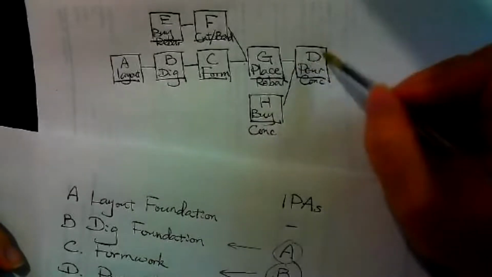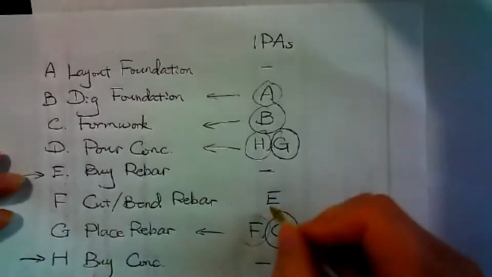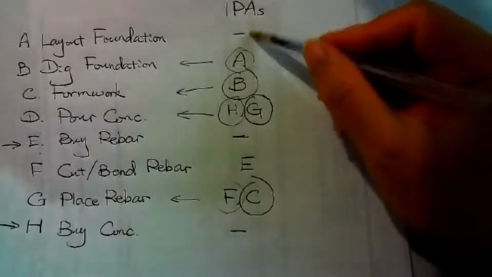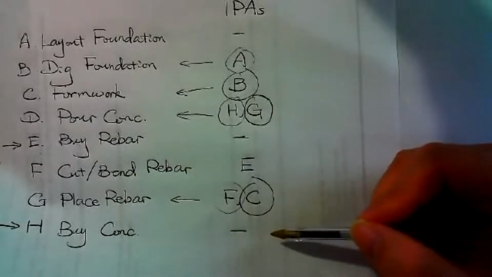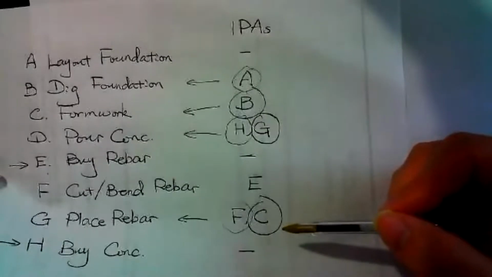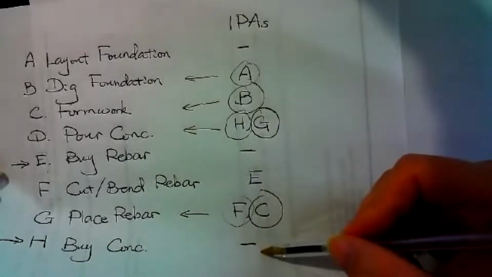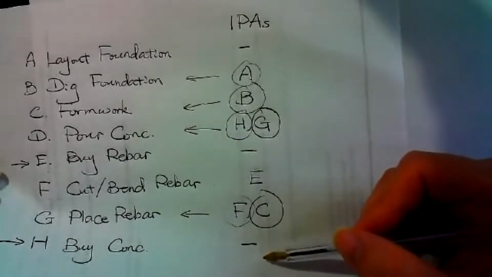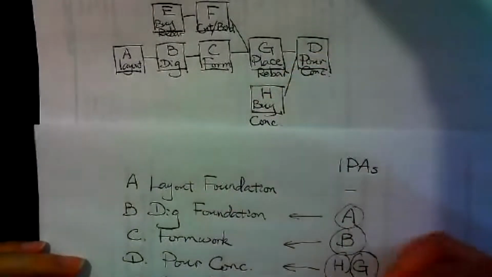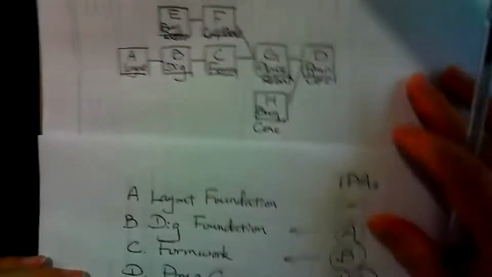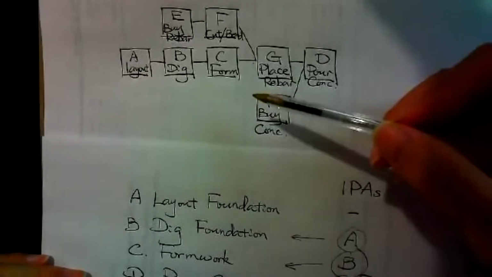And then let's go back to the main trunk over here, D. After D, there's nothing. So D is our last activity, okay? Nothing in the list shows D as a predecessor. That means D is the very last one. We finish this one. We use this IPA table to draw this one.